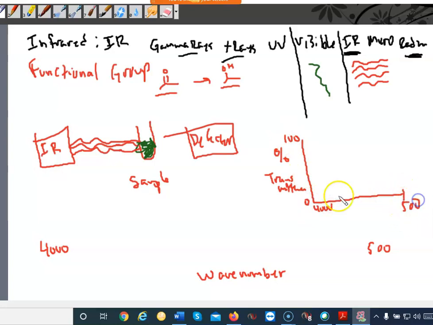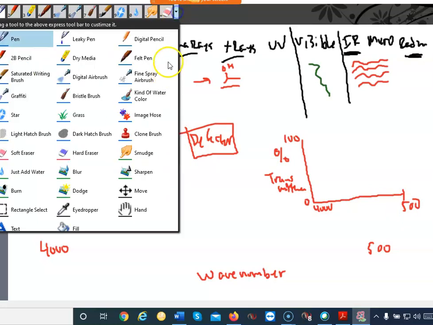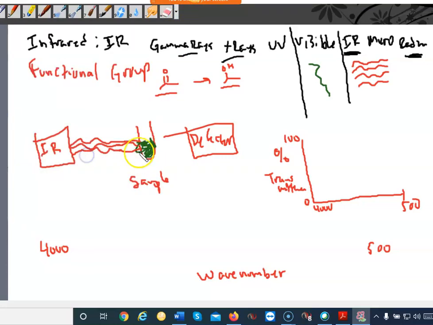Okay? So let's just say I don't have any sample in here. It's just an empty cylinder, or an empty tube. Obviously, all of these wavelengths are passing through. I don't have anything in here in order to absorb any of these wavelengths. So 100% of the wavelengths are being transmitted through. So on the IR, I would just have a line at 100% because every wavelength is transmitting through.